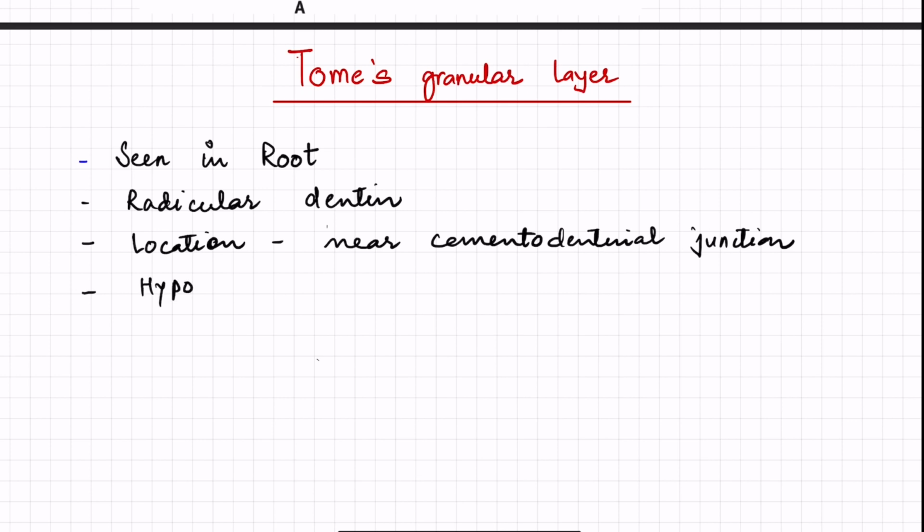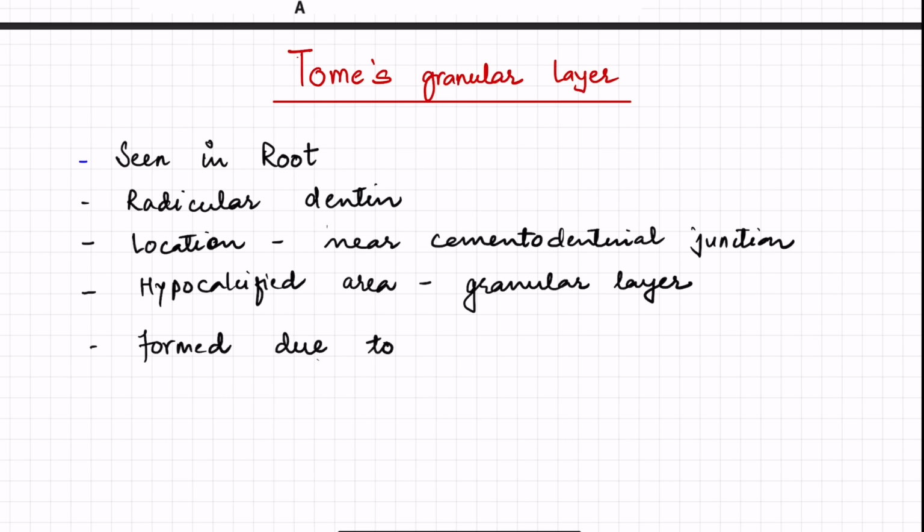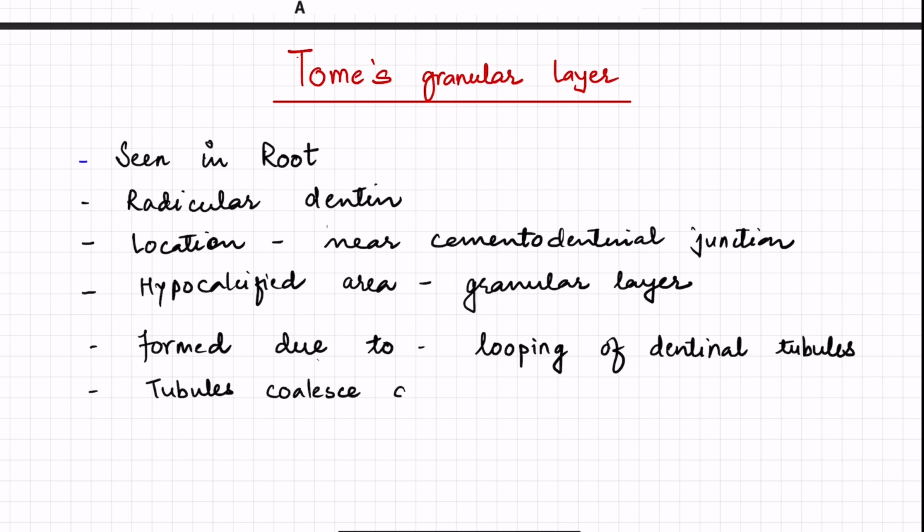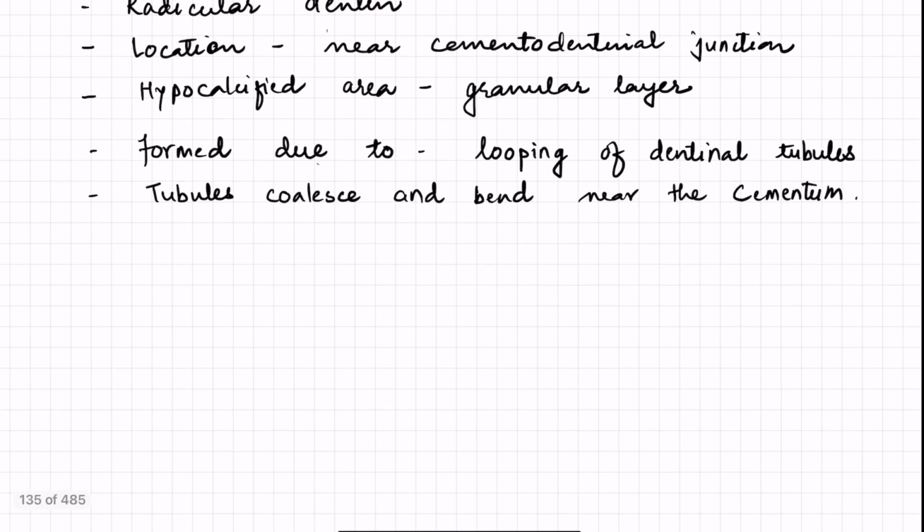So why is it formed? It is formed due to a defect in mineralization again, or it can be called a hypocalcified area or a granular hypocalcified area. It is formed due to looping of the dentinal tubules at the cemento-dentinal junction. The tubules coalesce at the cemental junction, at the cementum, and bend near that cemento-dentinal interface.